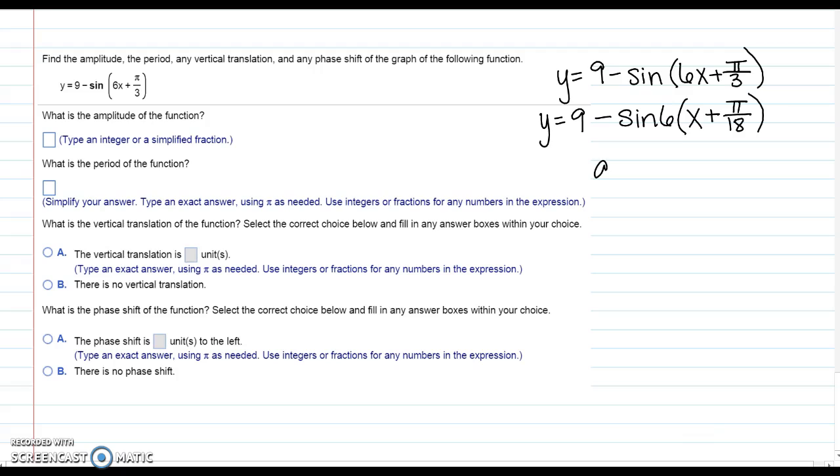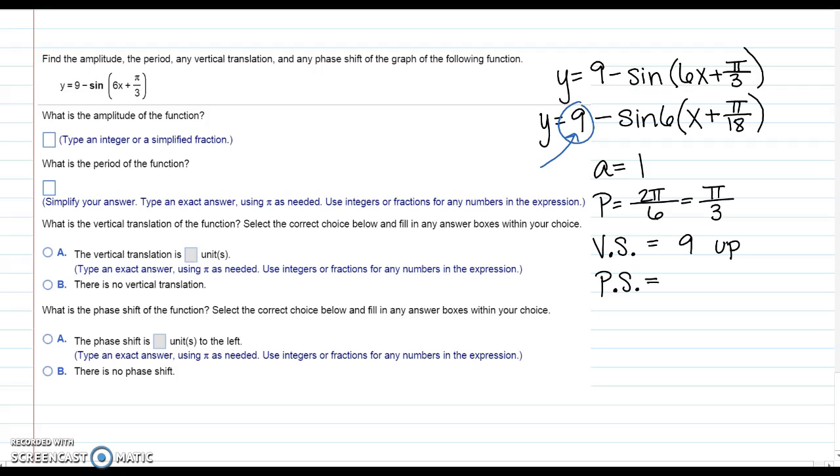So what's the amplitude for this? Be careful. It's actually 1. What's the period? It's 2 pi divided by the number you factored out. In this case, 2 pi divided by 6, which reduces to pi over 3. What's the vertical shift here? Is there one? Why, yes, there is. It is 9 up. It's this number in front all by itself. There's your vertical shift that the last problem didn't have.